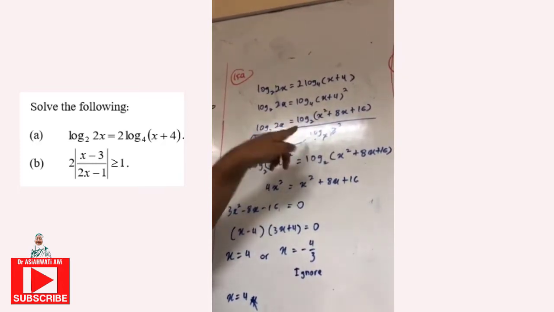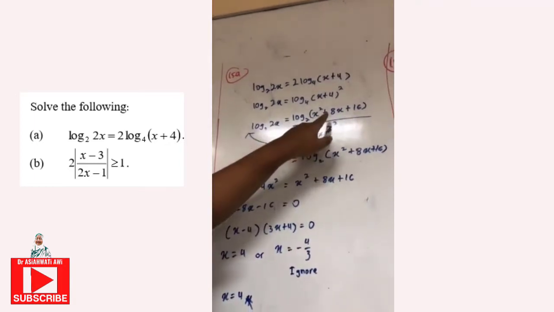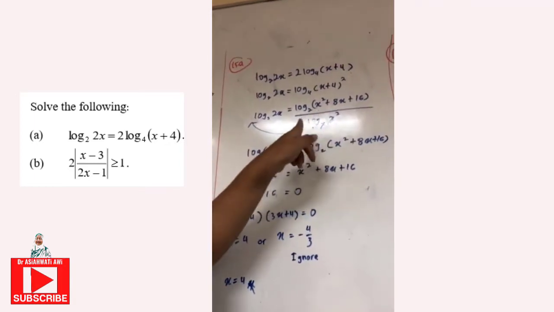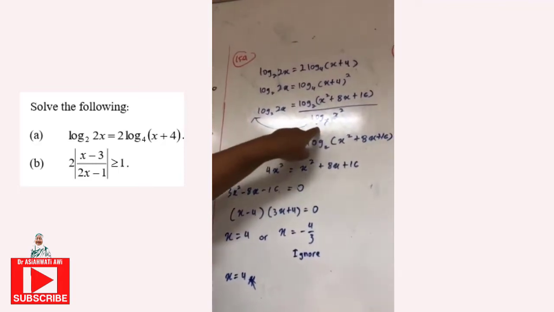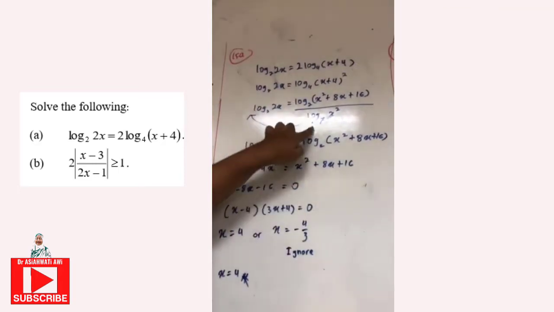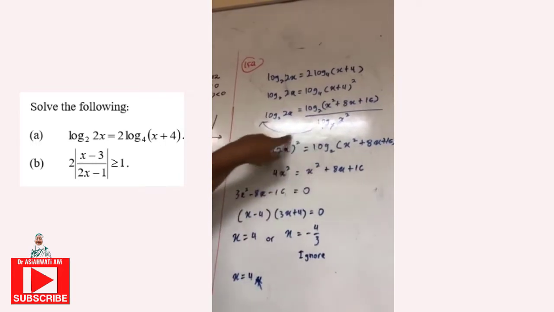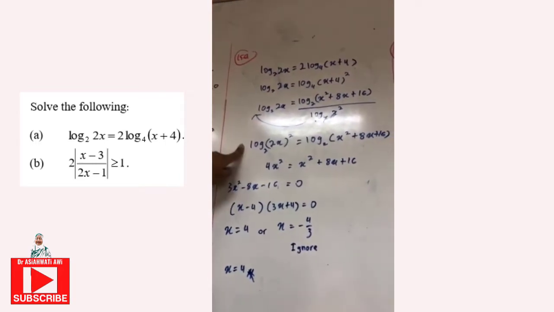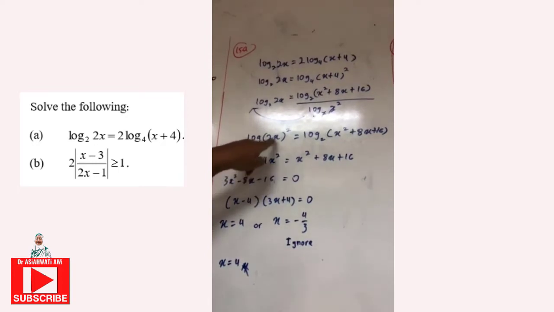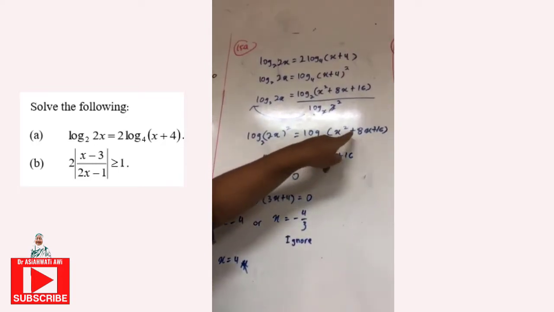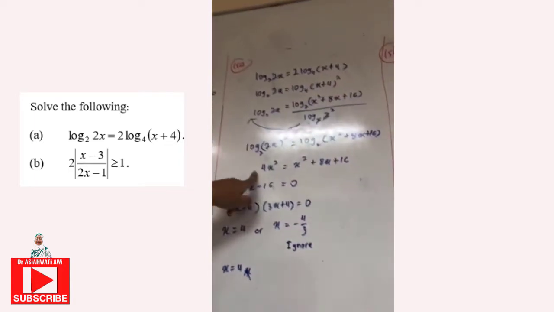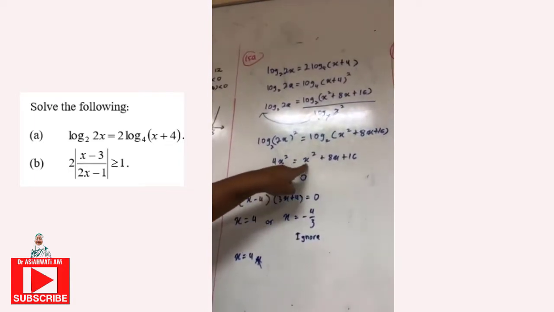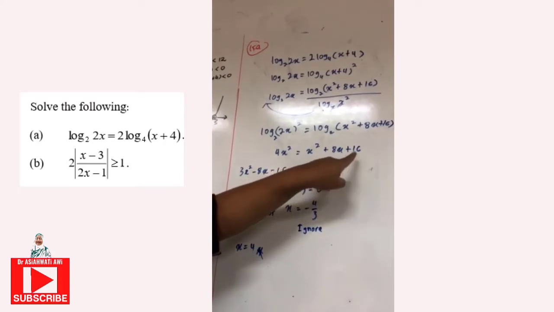So we will get log 2 x square plus 8x plus 16 over log 2 power of 2. So we know that log 2 4 is equal to 2, so we can bring it over here. So we become like this: log 2 to x square equals to log 2 x square plus 8x plus 16. Okay, so we compare it, become 4x square equals to x square plus 8x plus 16.